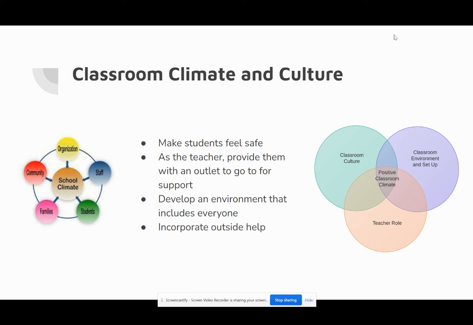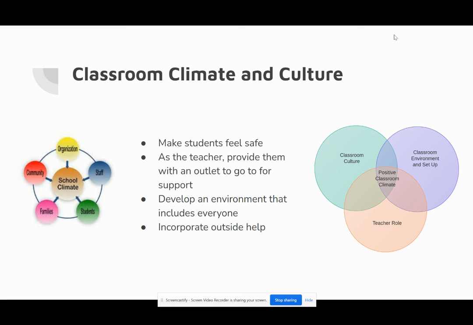Develop an environment that includes everyone. So that inclusive environment, diversifying your classroom, not subjugating it to just one or two subgroups, making sure that everyone feels wanted in your classroom.